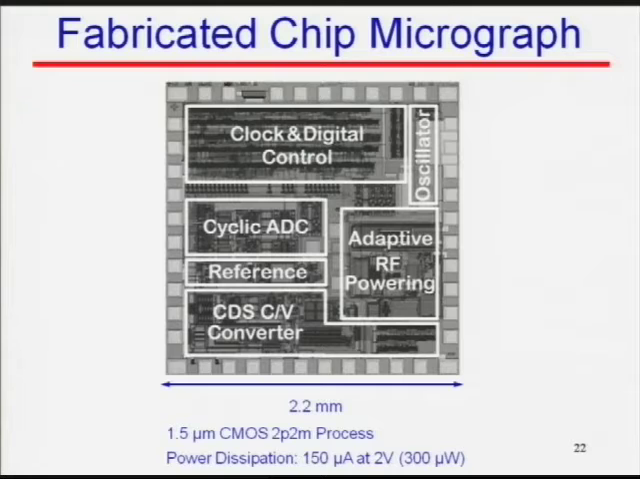So this is a fabricated chip micrograph, and it's done in a 1.5 CMOS process, 2 poly 2 metal process. It's a very cheap process, 2 millimeter by 2 millimeter area. The only cost us back then was $1,000 to fabricate one chip like this. And the whole system consumes 120 or 150 microampere from a 2-volt supply. So this is equivalent to a 300 microwatt power dissipation to run the entire system.